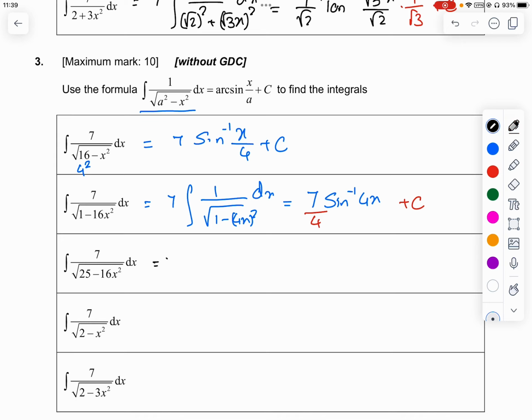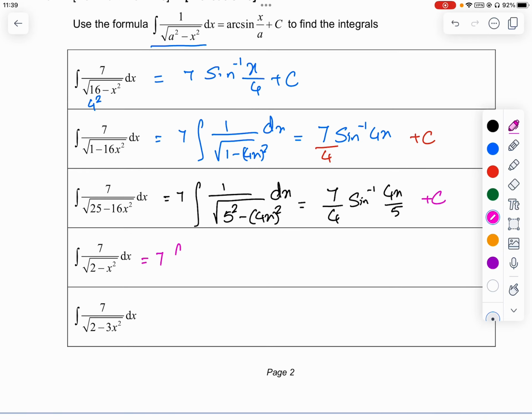Now how do I write this one? 7 outside, 1 upon square root of 5 square minus 4x whole square dx. So it becomes 7 upon 4 sine inverse of 4x upon 5, that is sine inverse of x upon a plus c. So for 4x, the derivative is 4, so don't forget to write divide by 4.